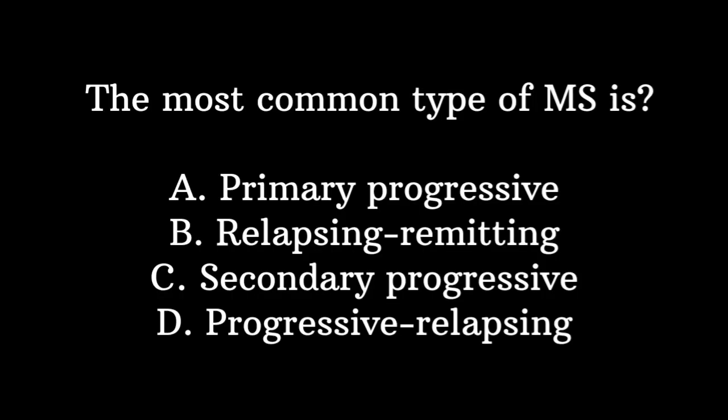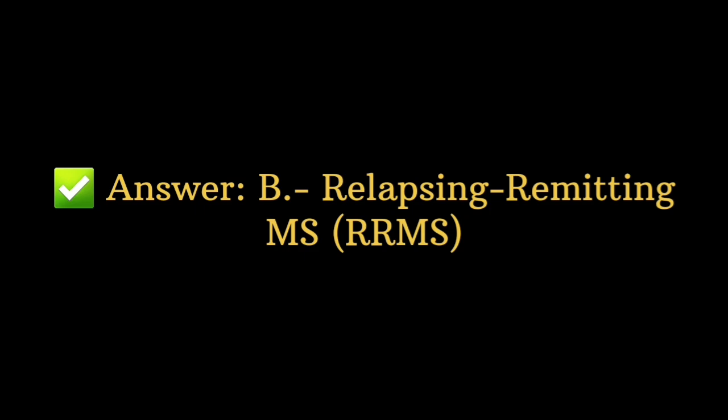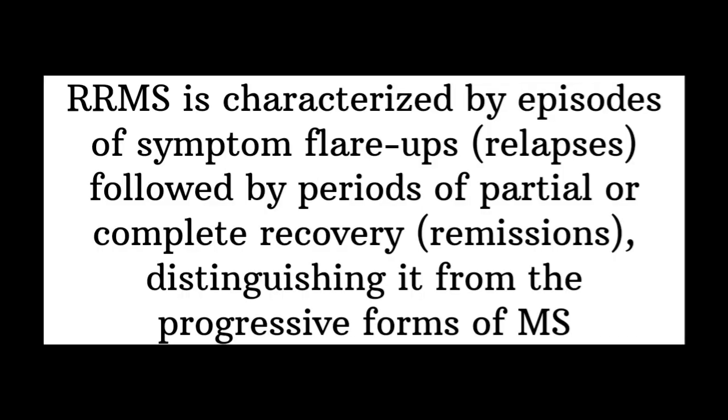Question. The most common type of multiple sclerosis is: options A. Primary progressive, B. Relapsing remitting, C. Secondary progressive, D. Progressive relapsing. The correct answer is option B. Relapsing remitting type, that is RRMS. RRMS, that is relapsing remitting multiple sclerosis, is characterized by episodes of symptom flare-ups, that is relapses, followed by periods of partial or complete recovery, that is remission, distinguishing it from the progressive forms of multiple sclerosis.